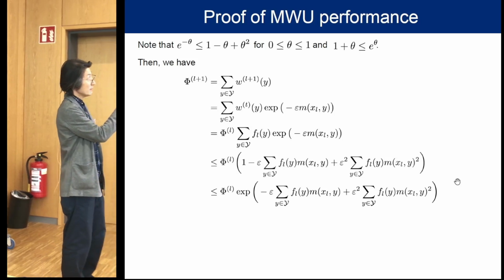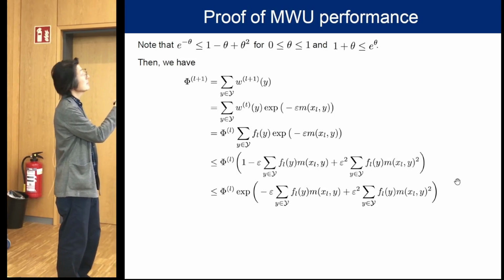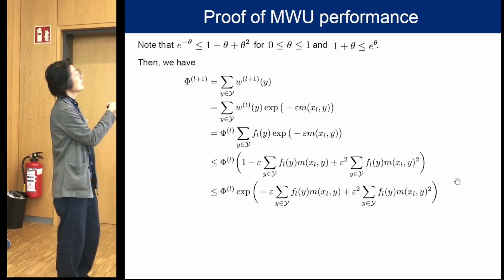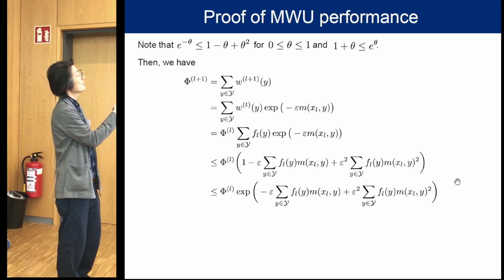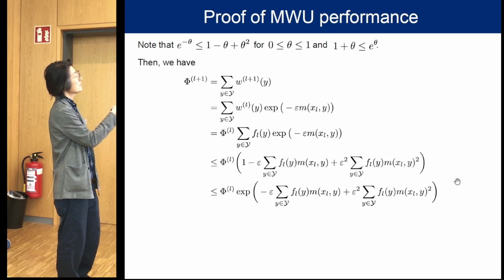The normalization factor is by definition the summation of the weights W_{L+1}. And by the definition of the update rule, W_{L+1} is W_L times this exponential, minus epsilon times M(x,y). If we divide the weight vector by Φ_L, we get this distribution F_L. And by using this inequality, this part can be bounded like this. Then again, by using this inequality, this can be further bounded like this.